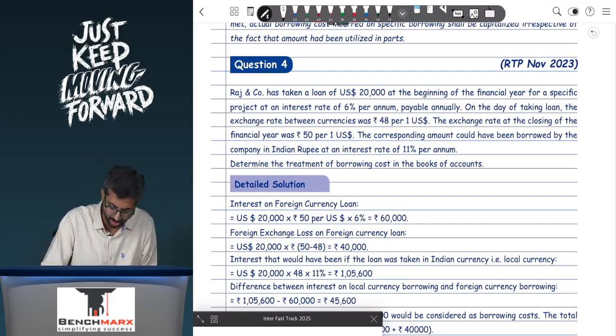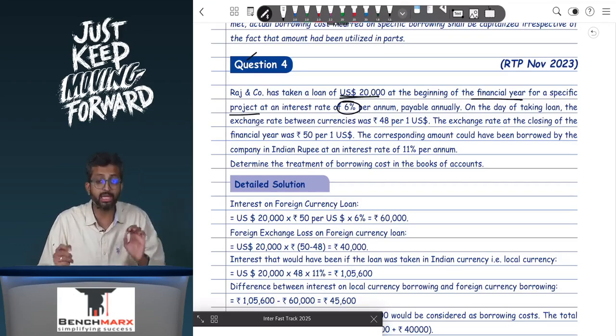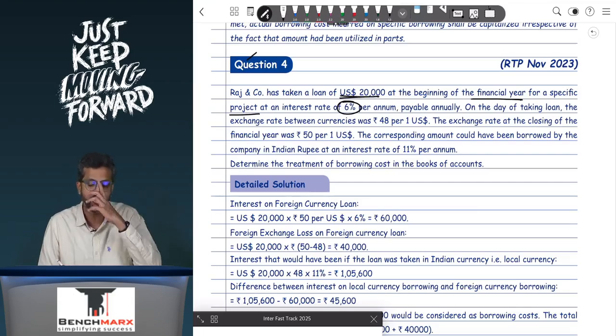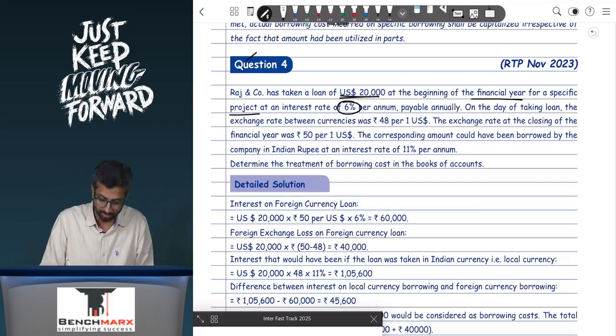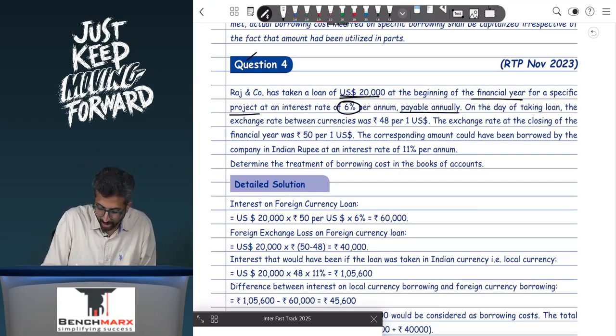So let's say question number 4: Raj and company has taken a loan of $20,000 at the beginning of the financial year for a specific project at an interest rate of 6%. So that means 20,000 into 6%, that will come to, let us say, interest of $1,200. But when is interest paid? Typically at the end of the year. 6% per annum, payable annually.